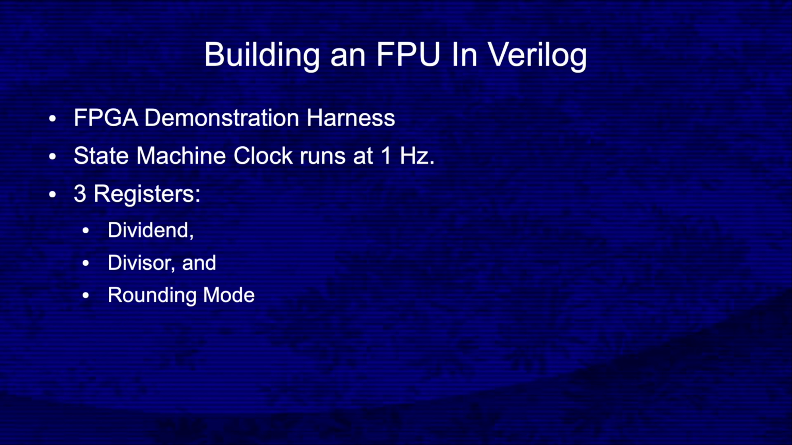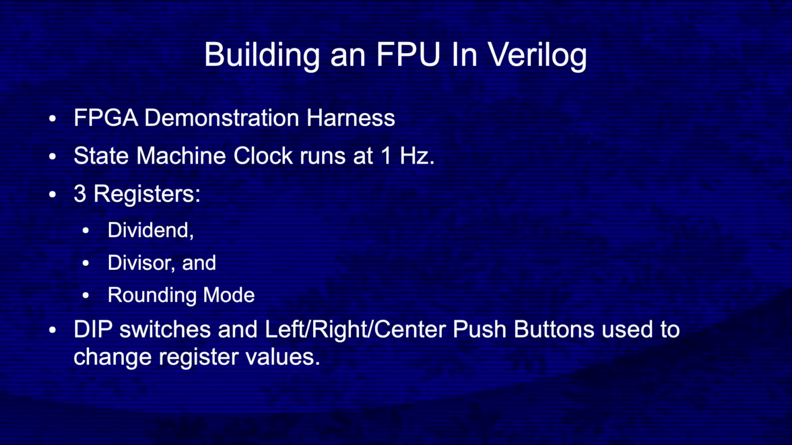The FPGA test harness has 3 registers, one for each of the dividend, the divisor, and the rounding mode. The dip switches on the board, in conjunction with the left, right, and center push buttons, can be used to change the register values to any set of values desired.